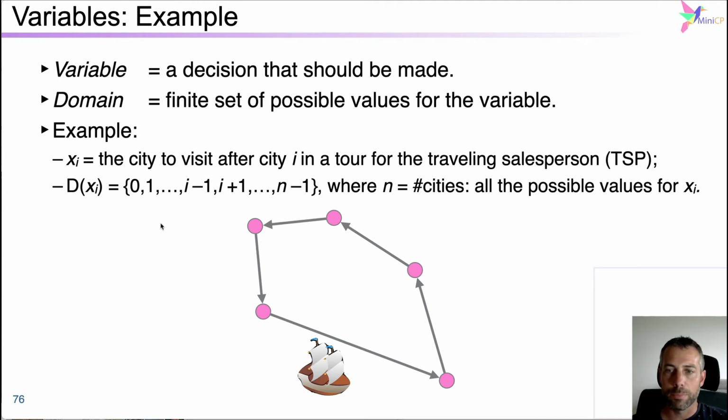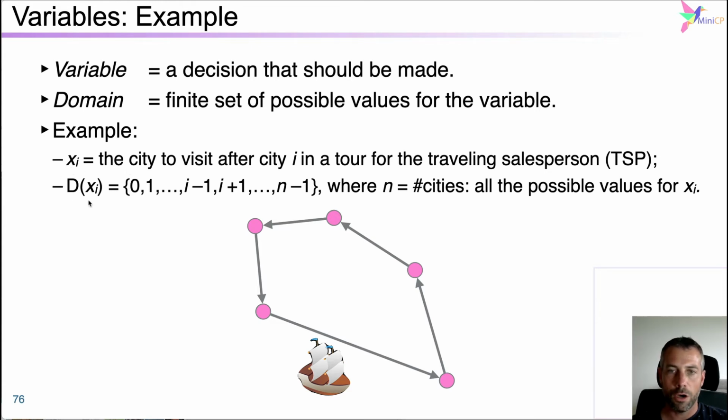Let's see one example here. So we have a vessel, and this vessel should visit each dot here, and it should also minimize the total traveling distance. Okay, so one possible way to model that problem is to introduce one variable xi that will represent the next city that you will visit just after visiting the city i in the tour. That's really how we would model the traveling salesman problem in CP.